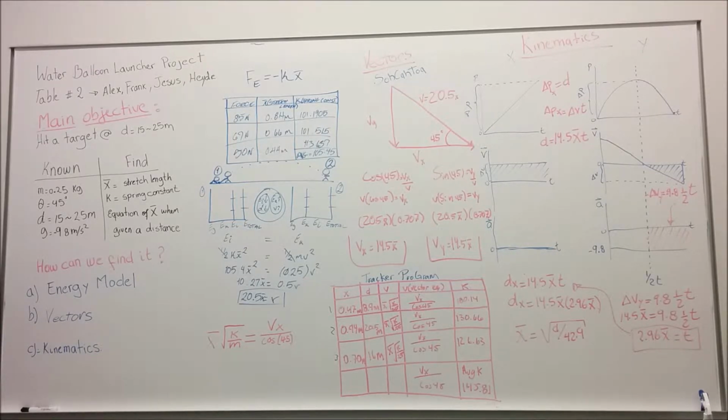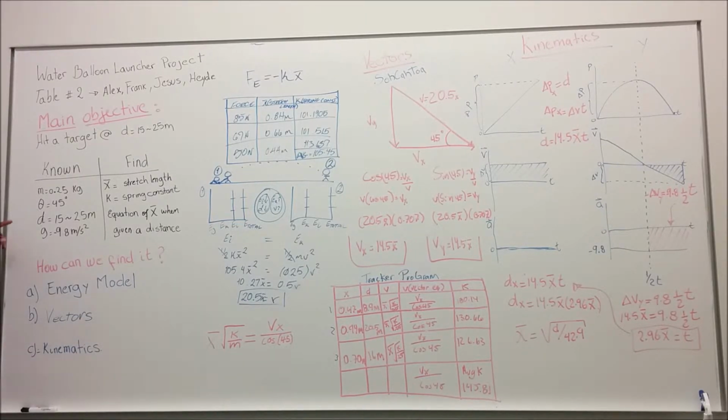We are here to talk about our water balloon launcher project. The main objective is to hit a target which has a distance of 15 to 25 meters. To do this, we will determine a couple things. First, what do we know and don't know?